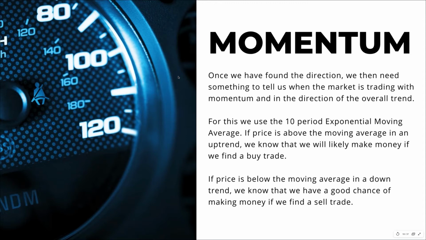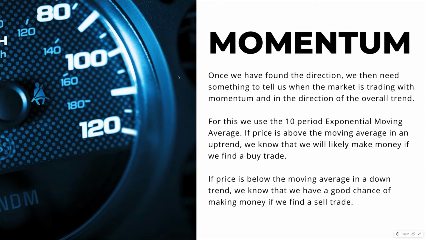So once we found direction, we then need to wait for something to tell us when momentum's there, because momentum is a bit abstract, right? It's not something that you can necessarily, or particularly for a new trader, it's not something that you can pick out easily. So for this, we use the 10-period moving average. Now, if price is above the moving average in an uptrend, then we know that we will likely make money if we find a buy trade.